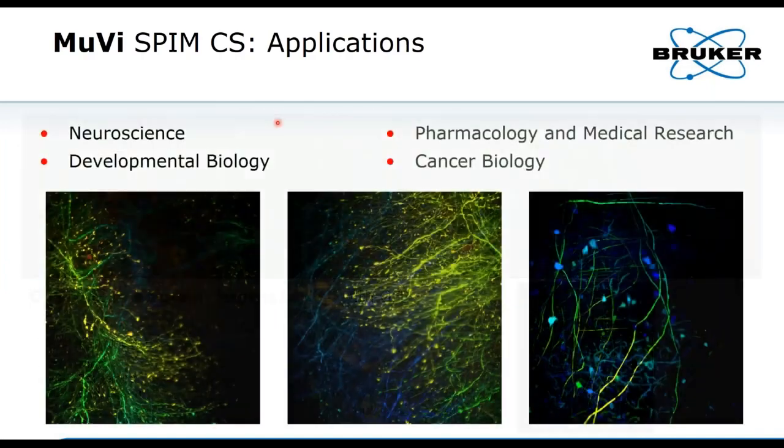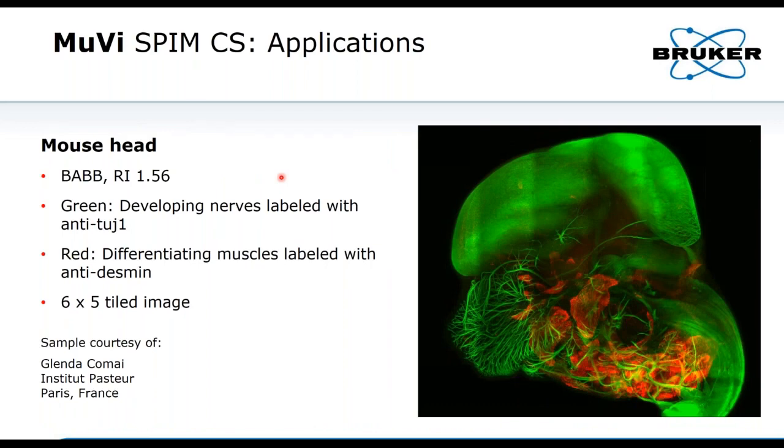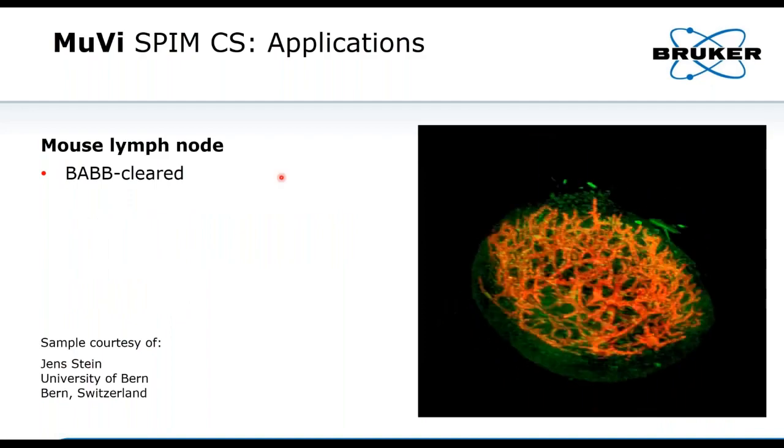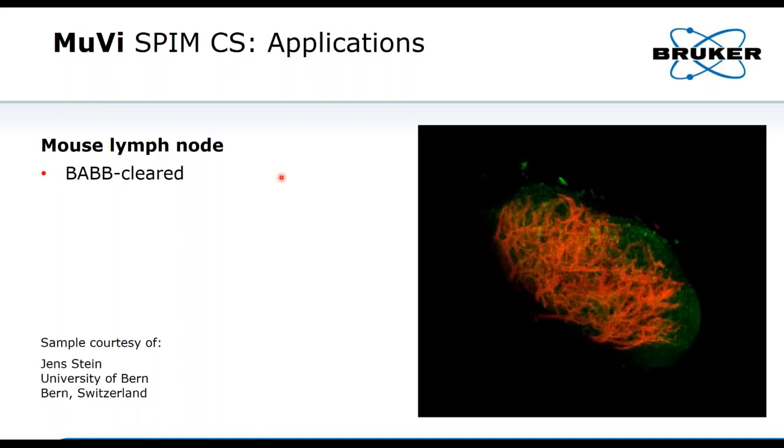So the range of applications is as broad as, I mean, you can image basically everything you can clear with all kinds of reagents, because we cover this broad range of refractive indices. That's an example of a BAP cleared mouse head. Here you can see that the refractive index is nominally outside the range, but the imaging worked very well because with our very flexible illumination optics, we can very easily focus the light sheet again and bring it into the right focal plane of the objective lens. This is also a tiled and stitched acquisition. And this is the lymph node that I showed you already imaged on the QV SPIM, and this is just the same sample imaged on the movie SPIM as well.